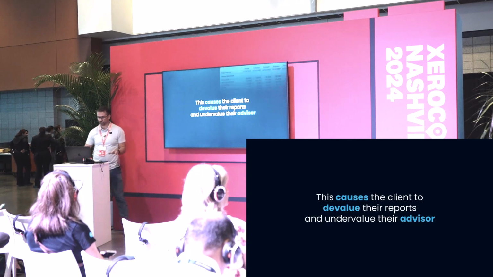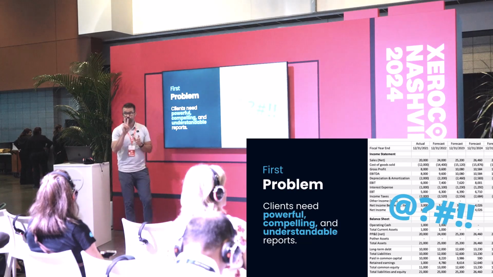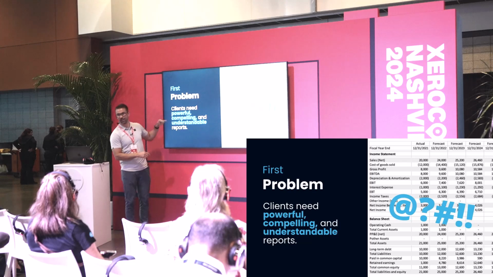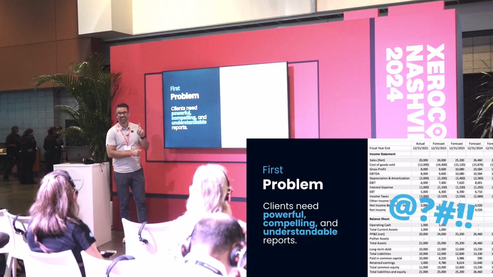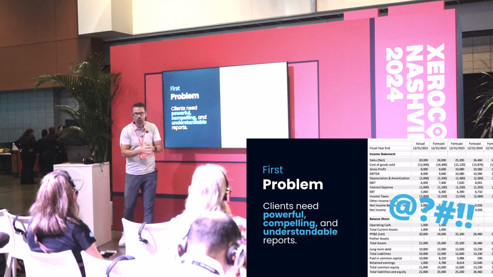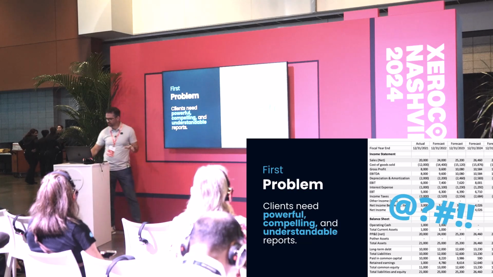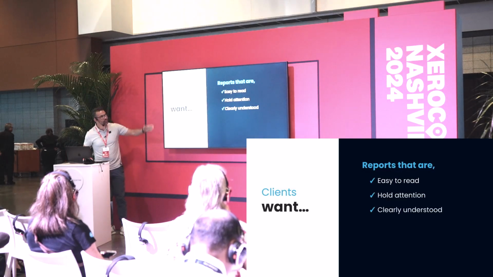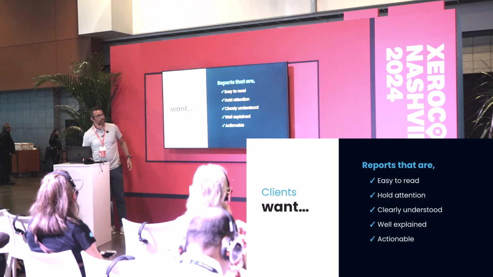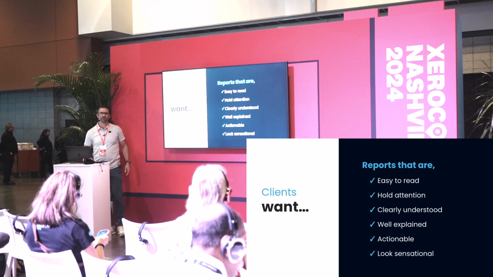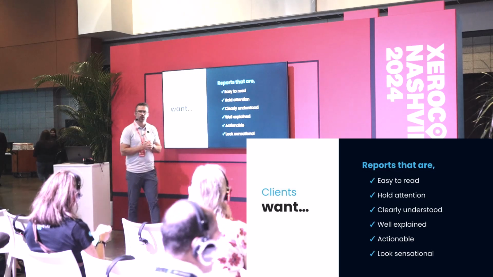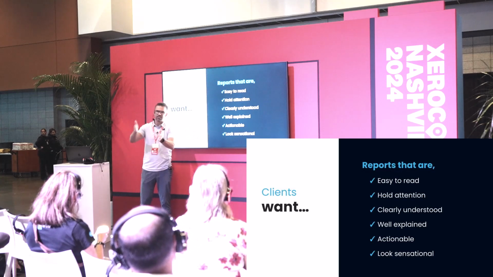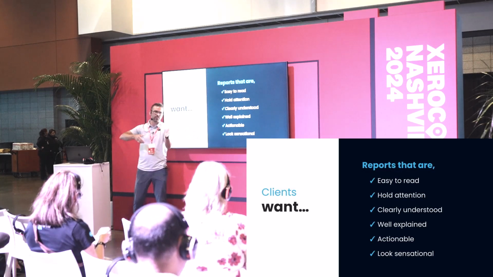So what do you have to do? Well, you have to solve a couple of problems, and there are two major problems. The first problem is that they need powerful, compelling, and understandable, by the way, reports. They need all of this stuff, so they're asking so much of you. You have these really hard tasks: reports that are easy to read, hold their attention, are clearly understood, are well explained, and are actionable. Oh, and by the way, they have to look sensational because that's the day and age we're in. So you have to do all of these things, and they're going to need it by the 8th of this month because we've got to move things ahead.